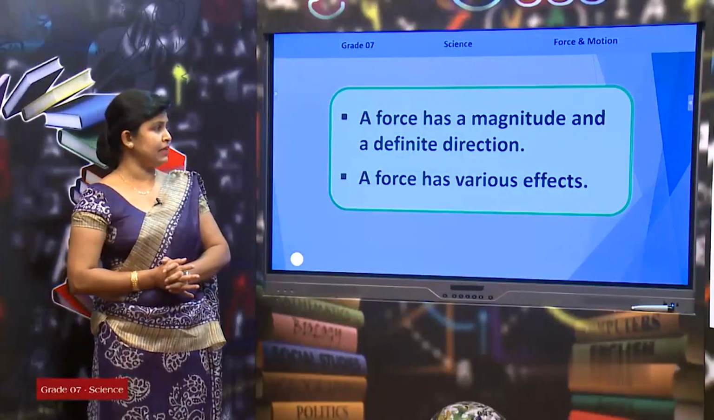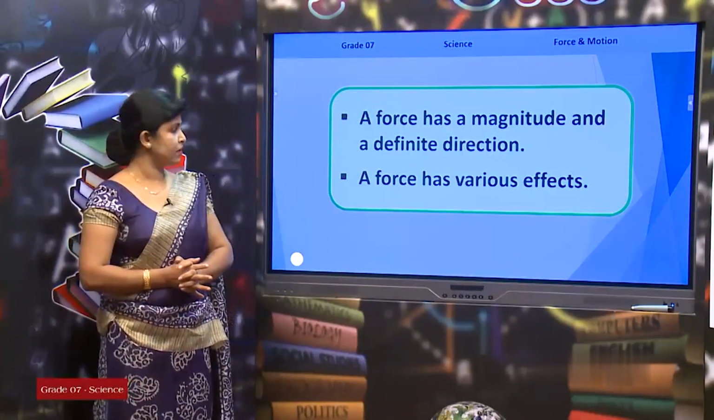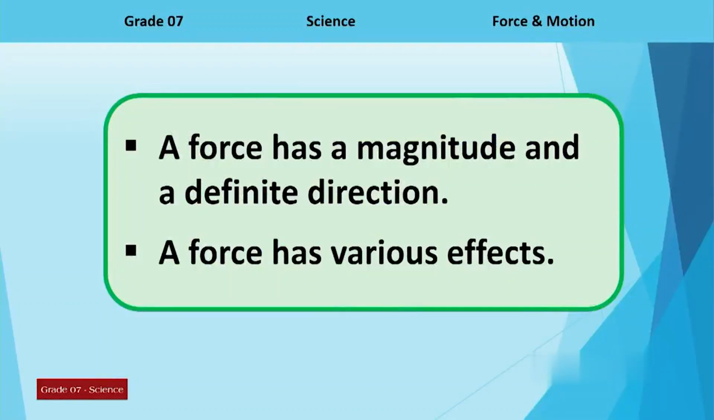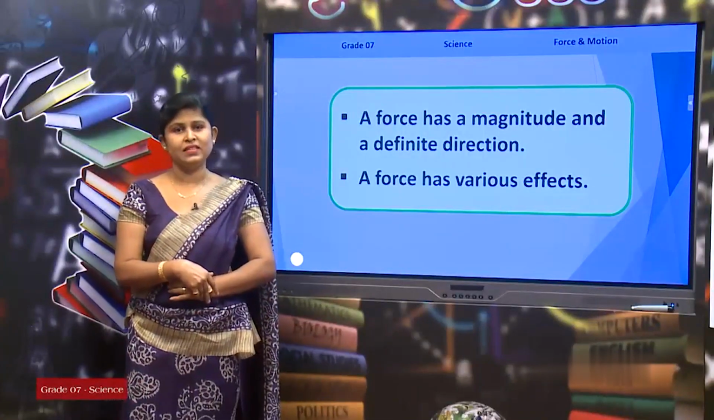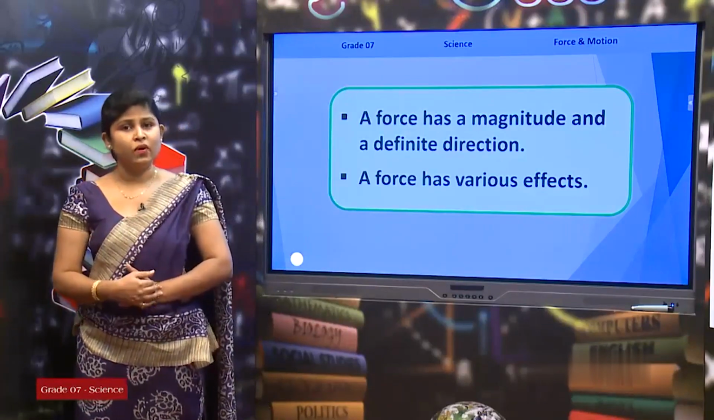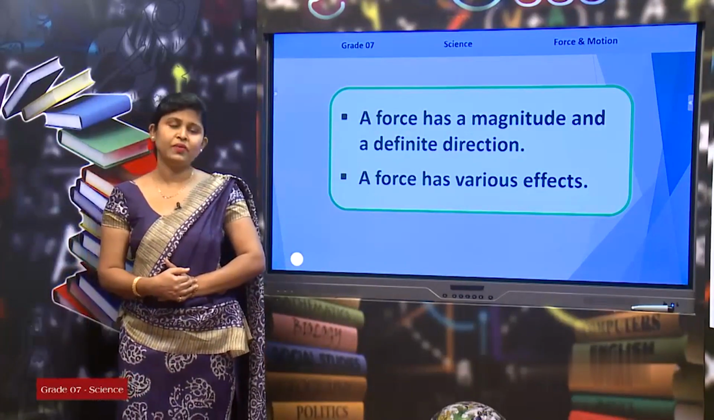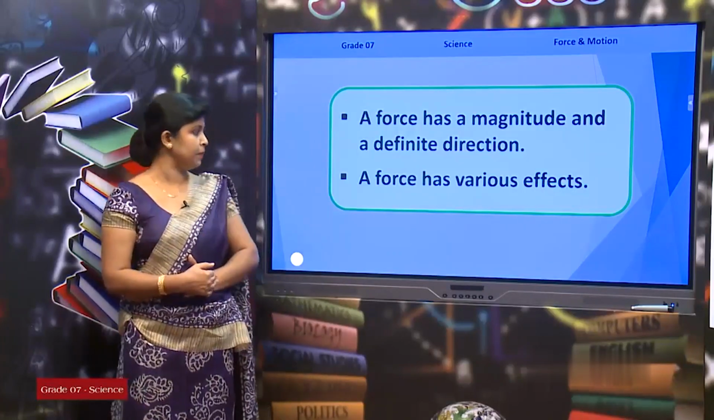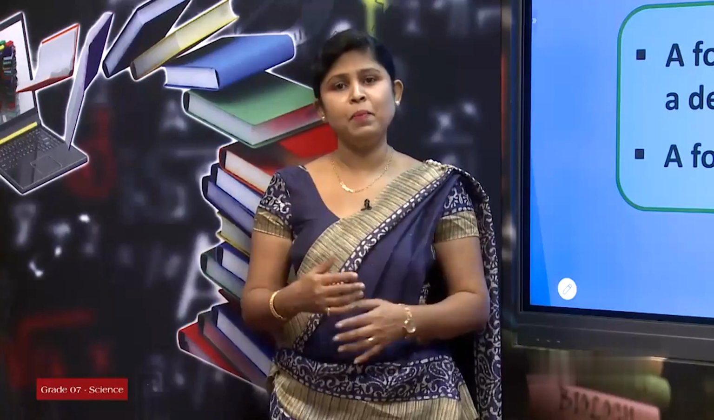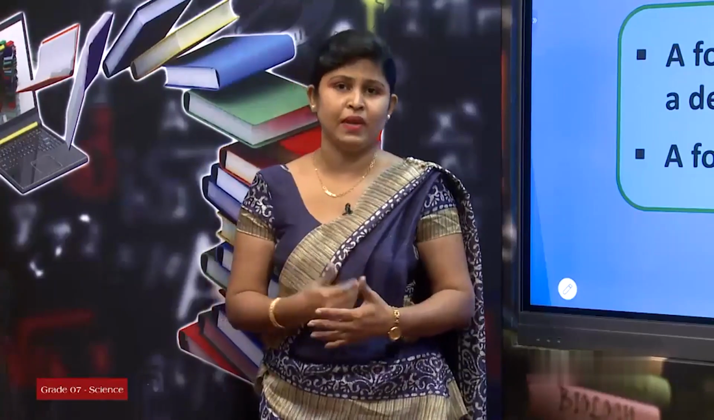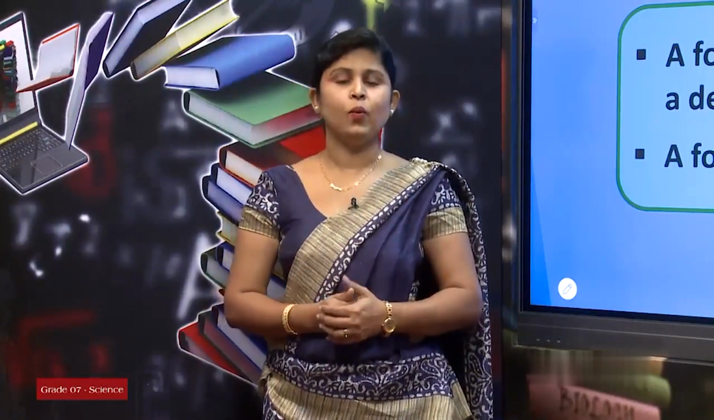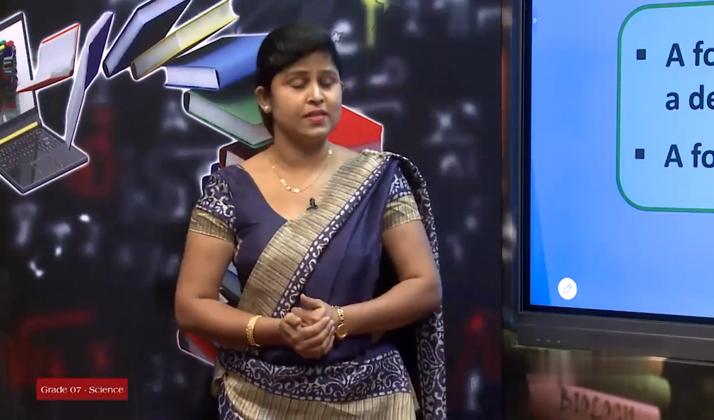A force has a magnitude and a definite direction. A force has various effects. You know that the quantities that have a magnitude and a definite direction are called vector quantities. If the force has a magnitude and a definite direction, what kind of quantity is a force? Yes, very good. It is a vector quantity. Force is a vector quantity, and it has various effects. By applying a force, we can do different things. There are different results, so there are different effects of a force. We will see what the different effects of a force are.